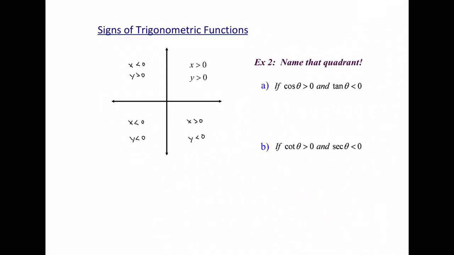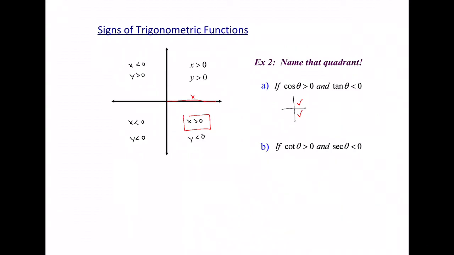So let's take a look here. 2a, if cosine is greater than 0, in what quadrants is cosine greater than 0? Well, everything is positive in quadrant 1, so cosine would be greater than 0 there. Remember, cosine is your adjacent. That's your x value. So where is that going to be positive? That will also be positive in quadrant 4, because your x is going to be greater than 0, so cosine would be greater than 0 in quadrant 4.